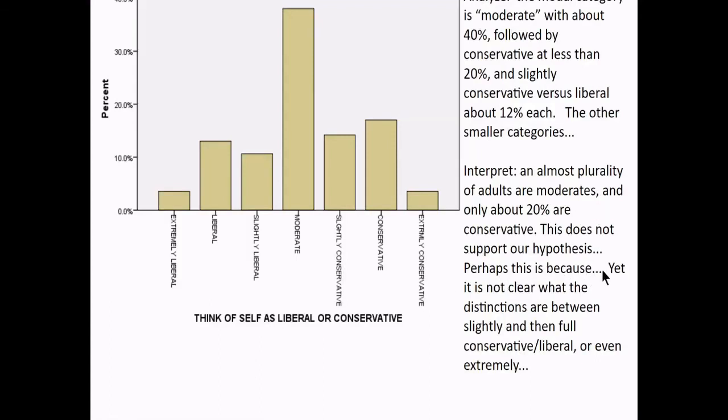Maybe this is because the population is becoming more educated and more exposed to media influences, and this may have a tendency to liberalize people. Also, the population is becoming more diverse as well, and so on. There are several theories you could mention. Yet, however, it's not clear what the distinctions are between slightly and then full conservative versus liberal, or even extremely so. And so that kind of obfuscates maybe some of our interpretation.